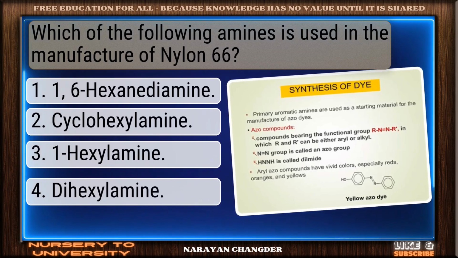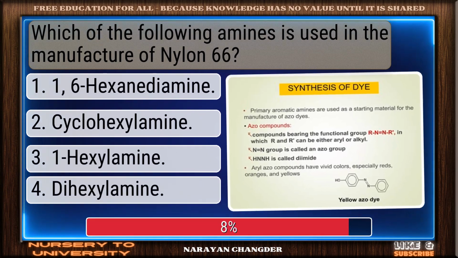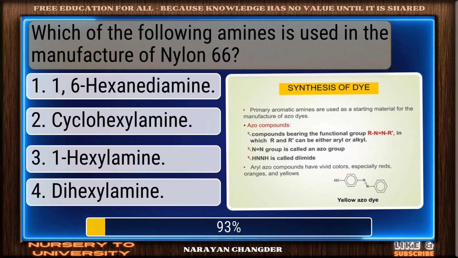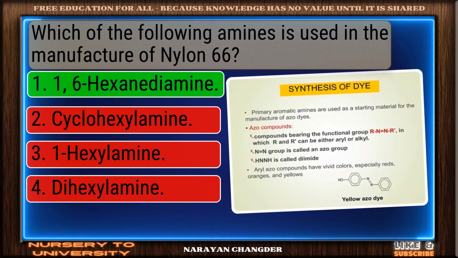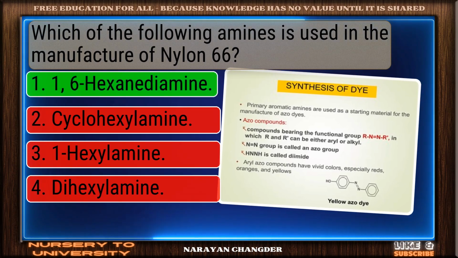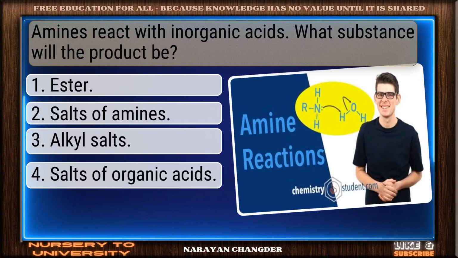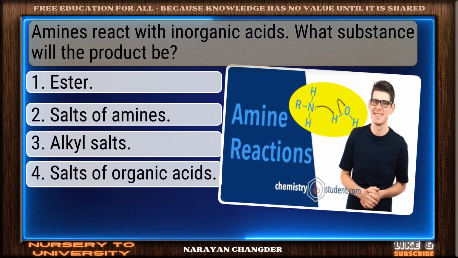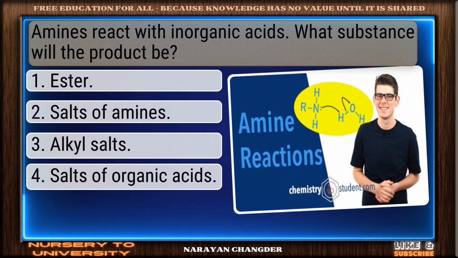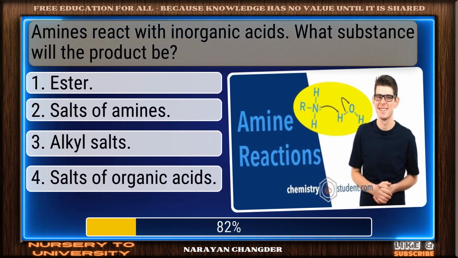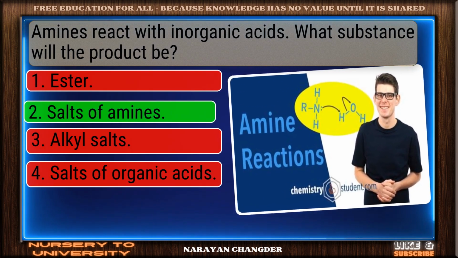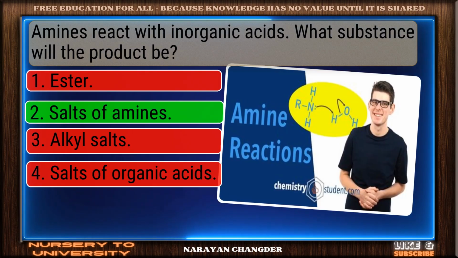Which of the following amines is used in the manufacture of nylon 66? Perfect. 1,6-hexanediamine is the correct choice. Amines react with inorganic acids. What will the product be? Good job. Salts of amines works well here.